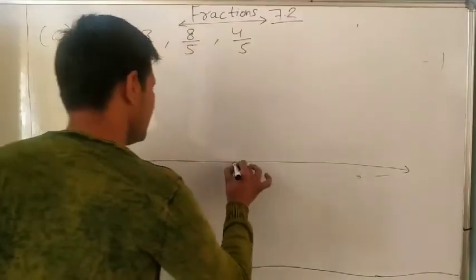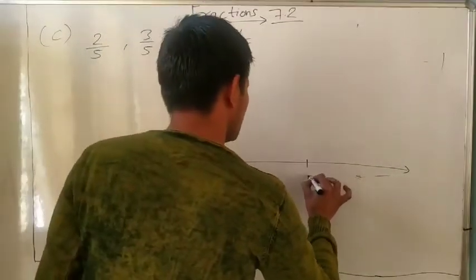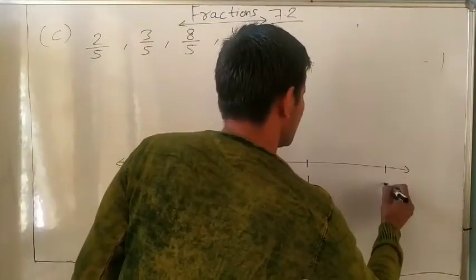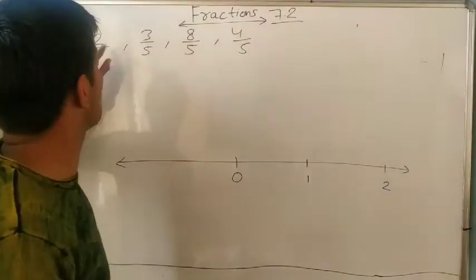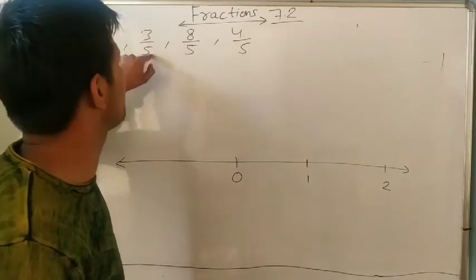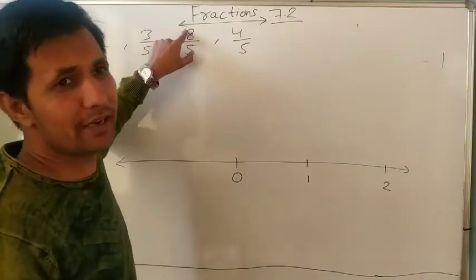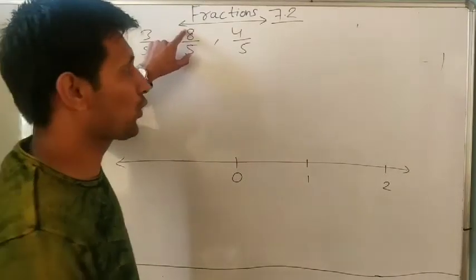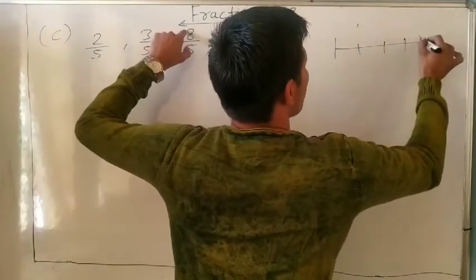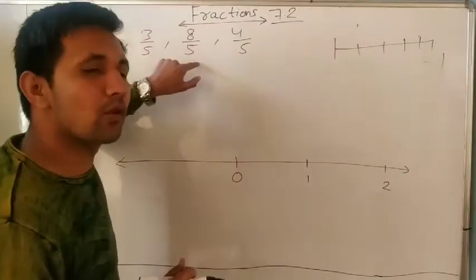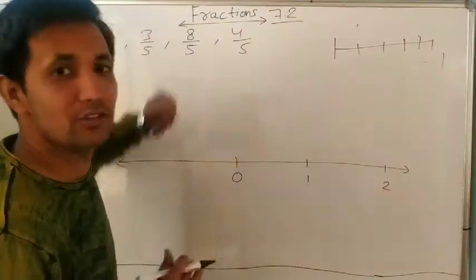And look at it, it is 0, it is 1, and it is 2. Now first, 2 is out of 5 equal parts, 3 is out of 5 equal parts, and 8 is out of 5 equal parts. Is it possible? Can you take 8 out of 5, 1, 2, 3, 4, 5? It is not possible.